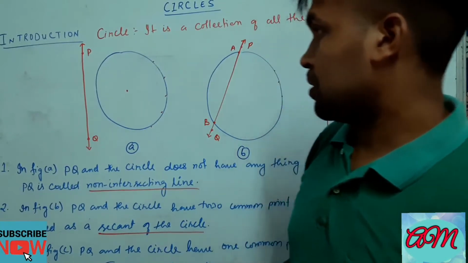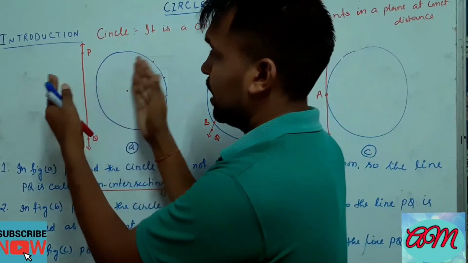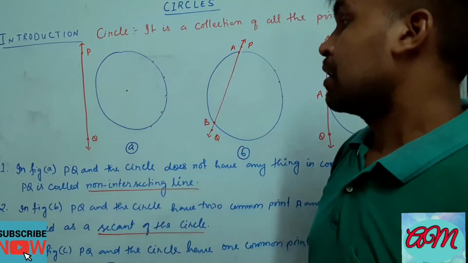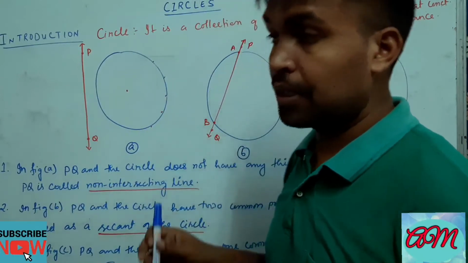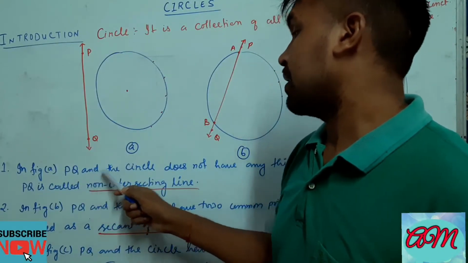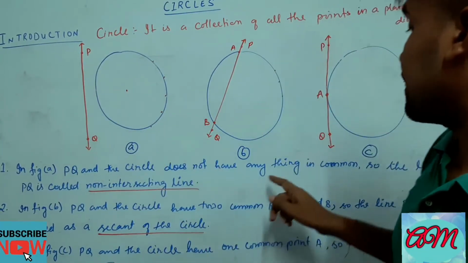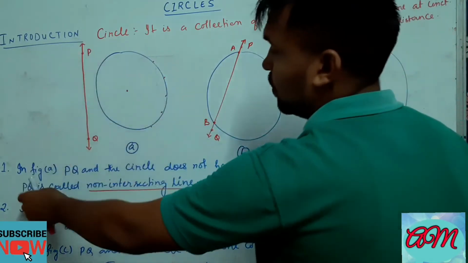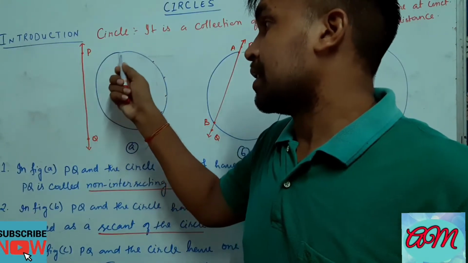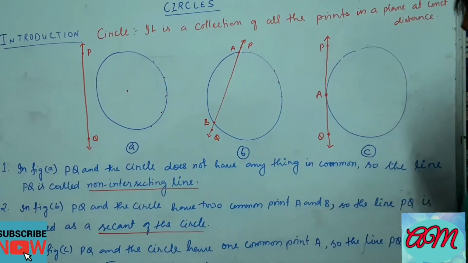Now coming to the next one, the introduction of this circle. As you can see, there is one circle here and one line I have drawn here. This line is not touching the circle at any point, so they have no relation between them. Figure A says PQ and the circle do not have anything in common. So the line PQ is called a non-intersecting line, which means PQ is not touching any part of the circle.